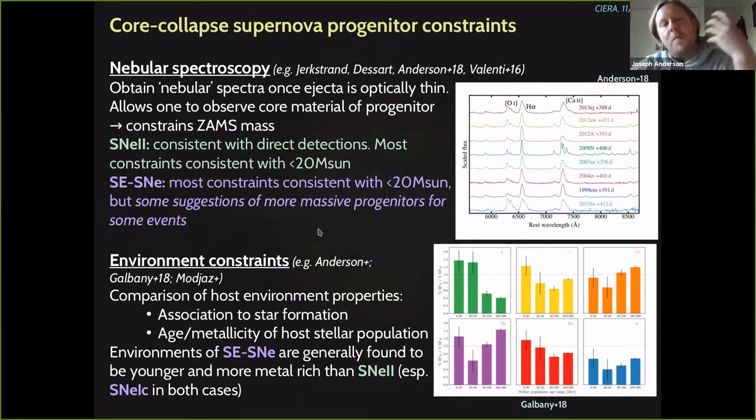So what does that mean? It means comparing the host environment properties, so where the supernova exploded, what type of galaxy that's in, or the properties of the local stellar population where the supernova exploded, and comparing these between different supernova types, for example the association to young, massive star formation, or the age and metallicity of the host stellar population. When you do this, you generally find that the environments of stripped envelope supernovae are younger and more metal rich than type II supernovae, specifically the type Ics in both cases. One can therefore conclude that the progenitors are also younger and more metal rich, which is shown in this plot here, but I'm not going to go into the details because this would take too much time to explain.